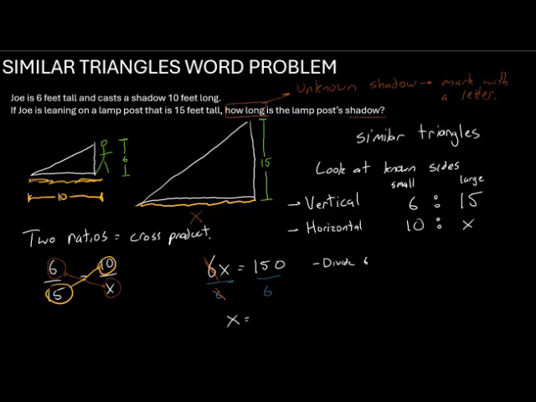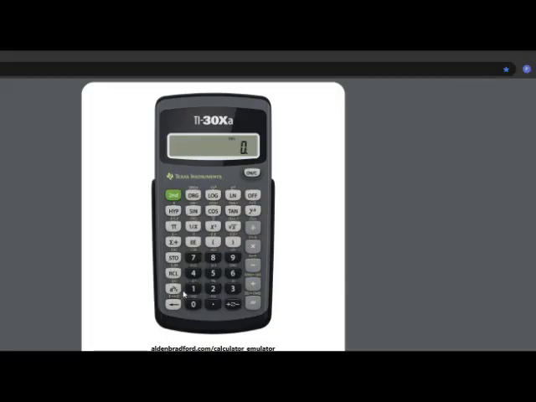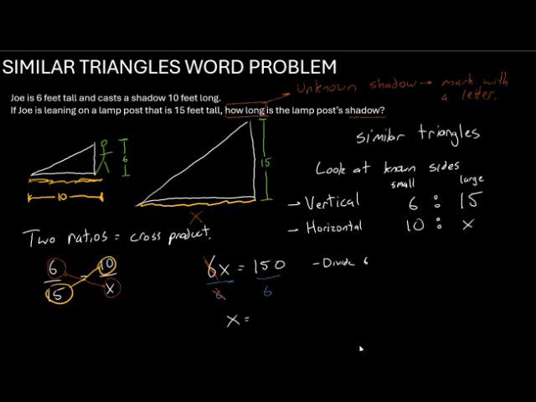decimal number, and so we'll go to our calculator. In our calculator, we'll take 150 divided by 6. This gives us an answer of 25. Therefore, our answer for this question, our unknown length of the shadow, is 25.